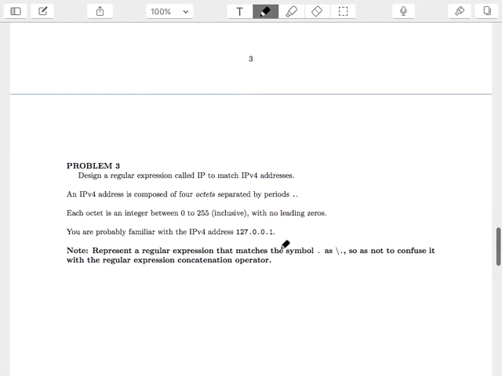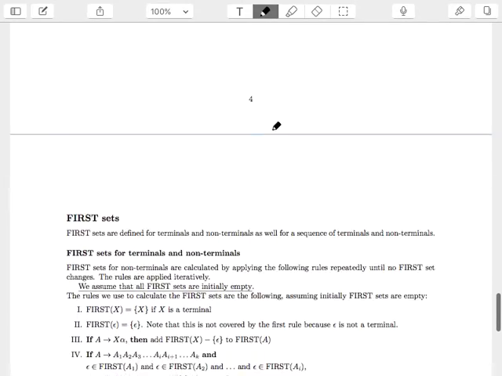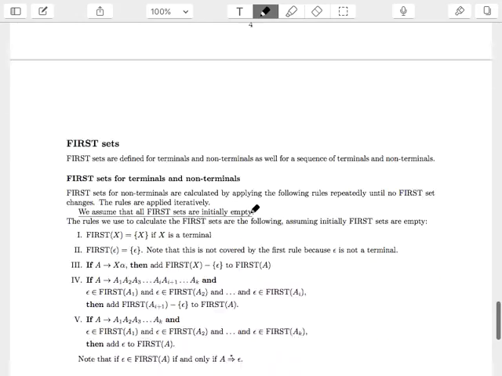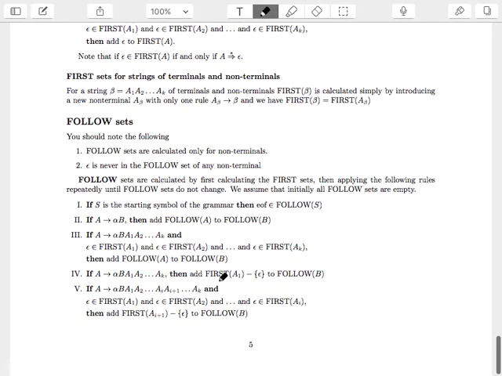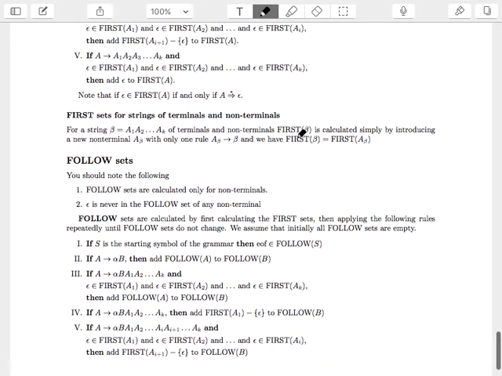You have 50 minutes, no notes, no nothing, just pencil and pen. There will be first and follow sets provided here, so you don't have to memorize them. But if you're referring to this a lot during the exam, you probably should have studied more so you understand these rules. They're just for reference, in case you want to check the rules to make sure you're applying them correctly. Any other questions before we get started?